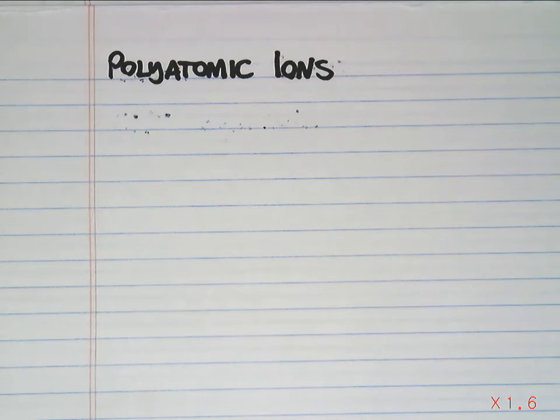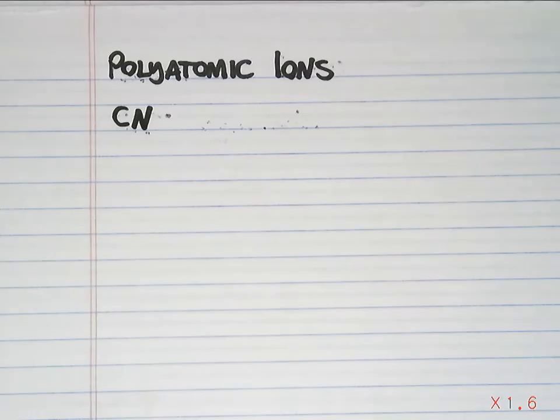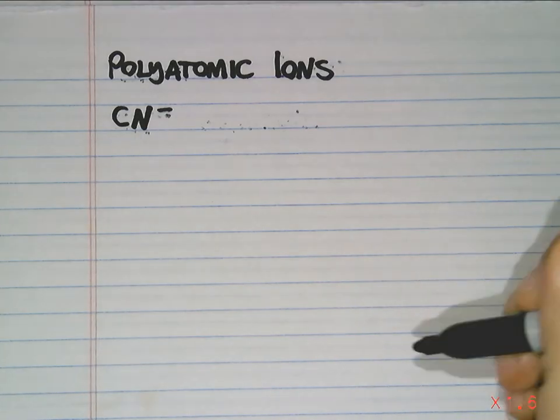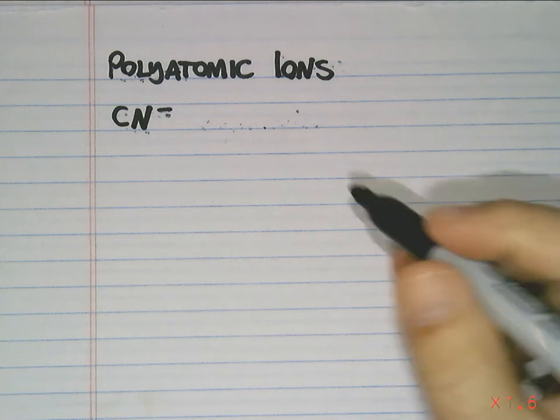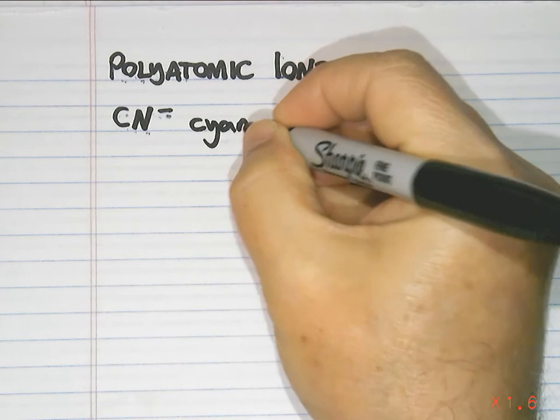So far, all of the ions that we've talked about consist of a single atom with a charge on it. But there are a lot of ions that are very common that contain more than one atom. For example, if I take a carbon atom, hook it to a nitrogen atom, and put a negative charge on it, that is a very stable ion that is called a cyanide ion.